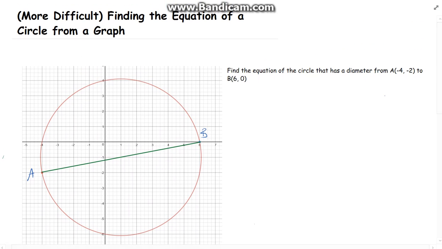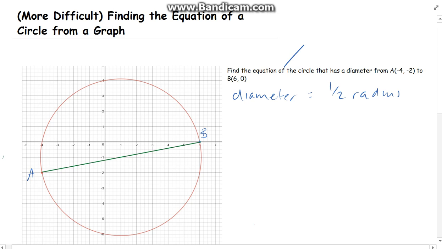Find the equation of the circle that has a diameter from A to B. It's marked on our graph here. So from A to B is our diameter. What we know about the diameter is that the diameter is equal to two times the radius.